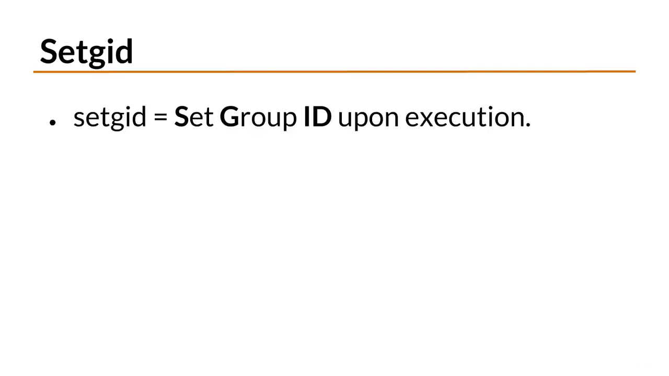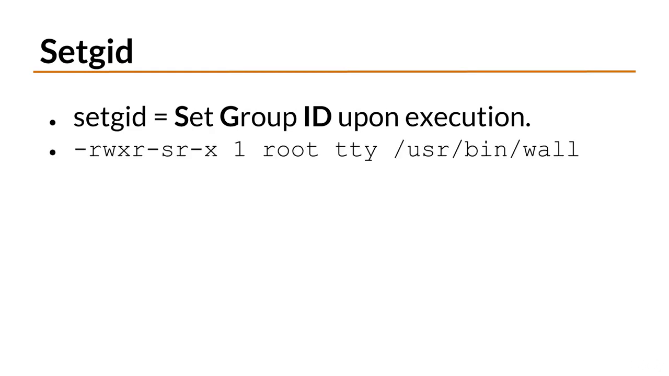Setgid is very much like setuid. It causes the program to run with the group privileges of the file rather than the group privileges of the person executing the file. To tell if a file has the setgid bit set, you can look at its ls output. You will see an s in the execute field of the group section of the permissions.